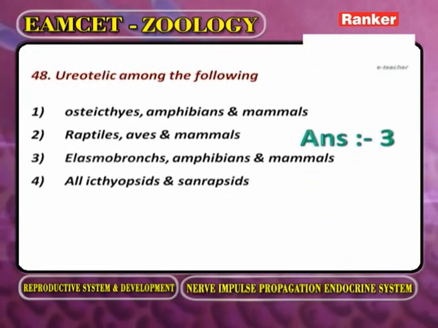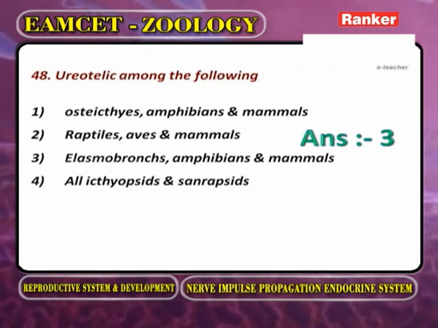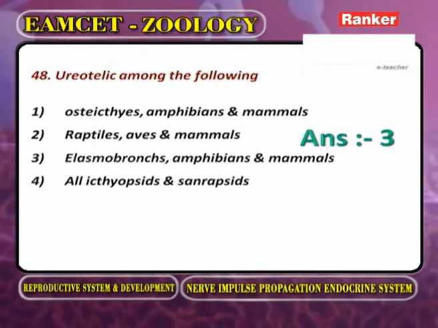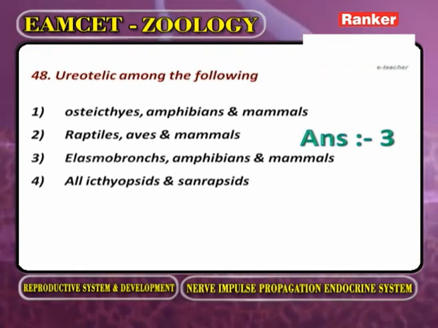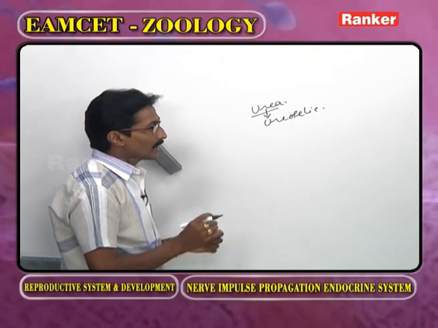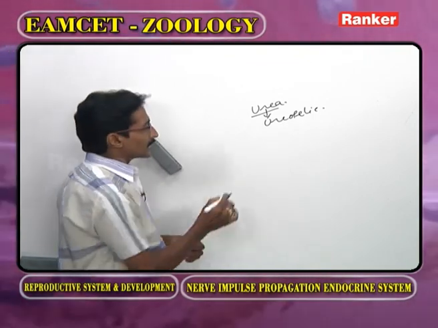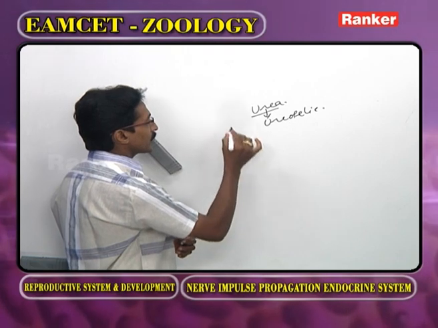Ureotelic. What is meant by ureotelic, students? The animals that excrete urea are called ureotelic. What are the examples of the ureotelic?